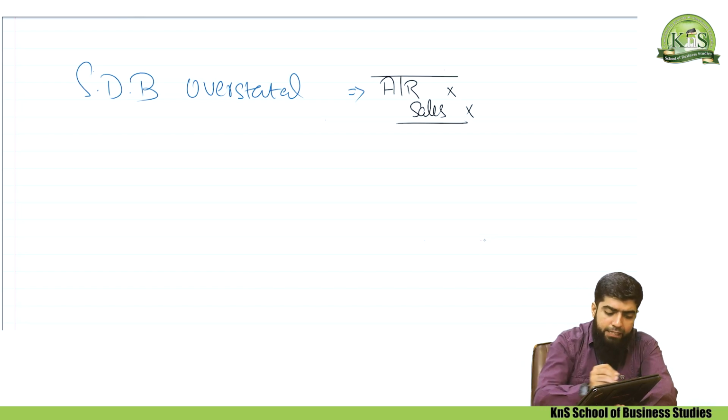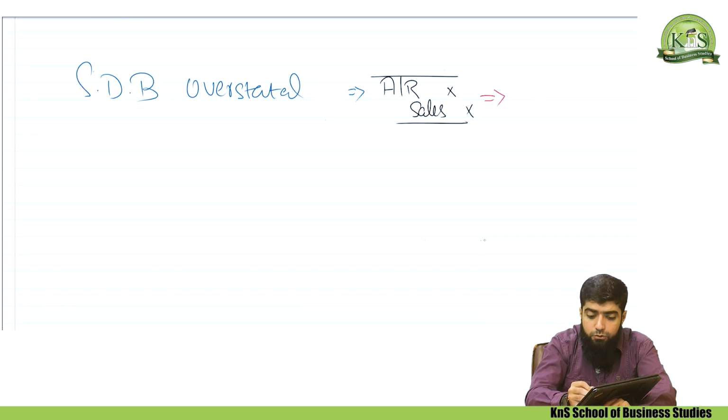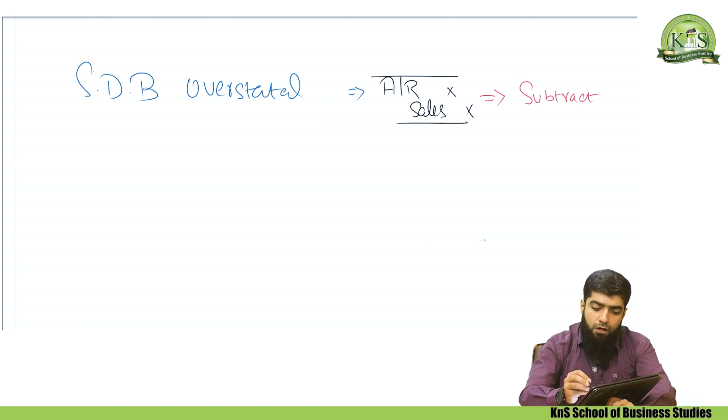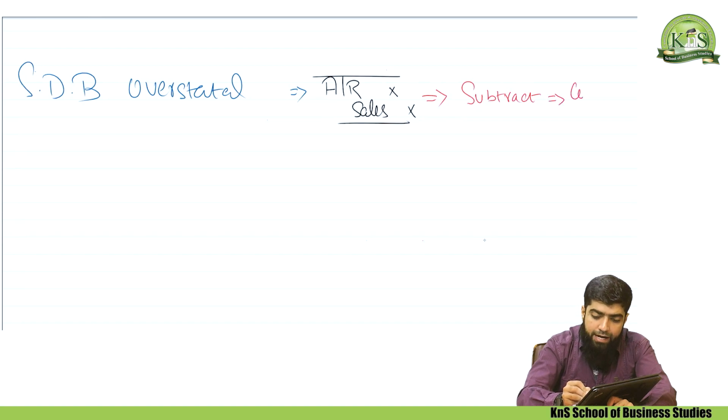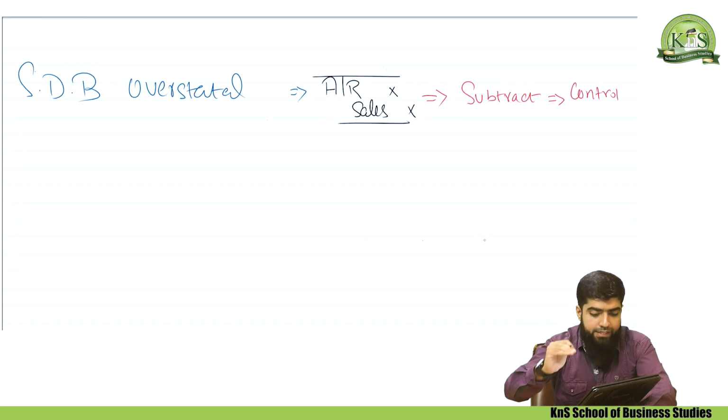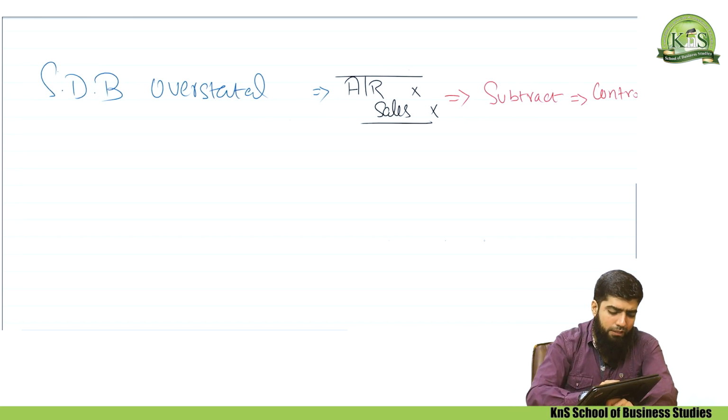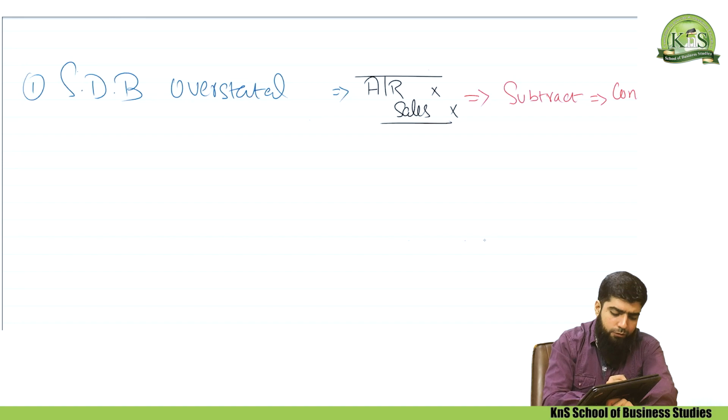So obviously, in order to rectify, we need to reduce the amount of receivable, which means we need to subtract. The adjustment will be made in the control account, and it will be reduced or deducted. That was quite simple, and there was no need to explain it further. Let's move on to the second one.